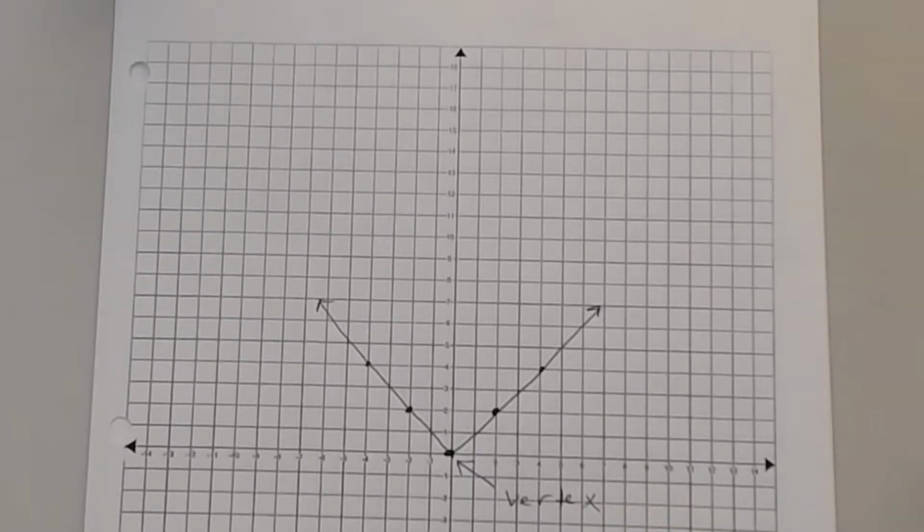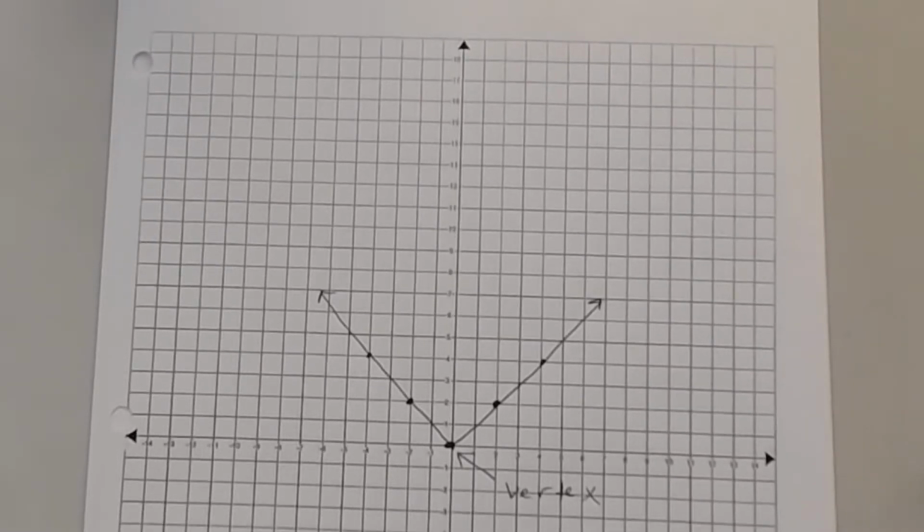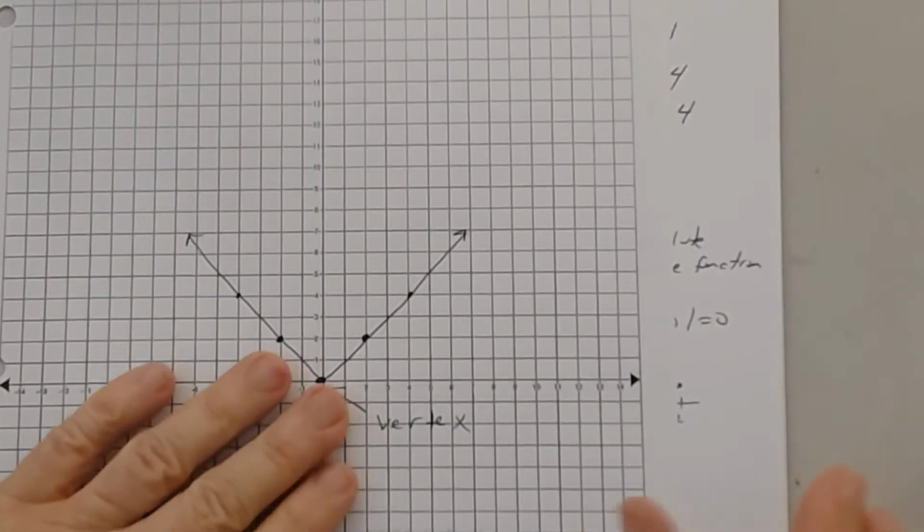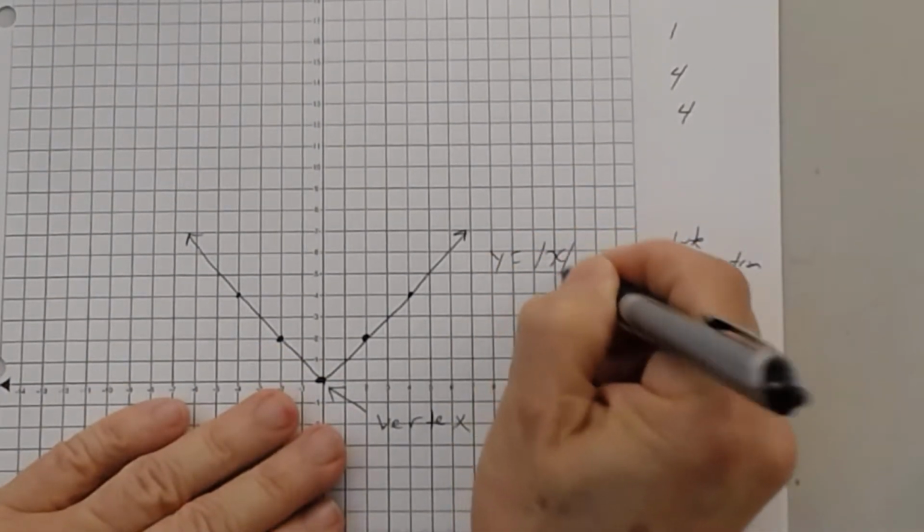It's called the vertex. So everything we're going to do now is going to be similar to what we did with the quadratic function, except the shape is different. It'll be a V instead. Okay? All right. Now let's look at this one. So this is your parent function. This is y equals absolute value of x. That's the parent function.